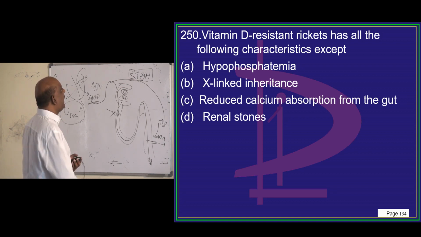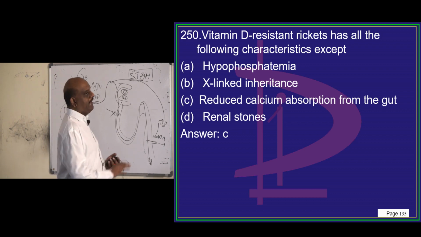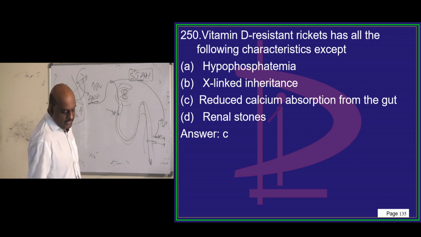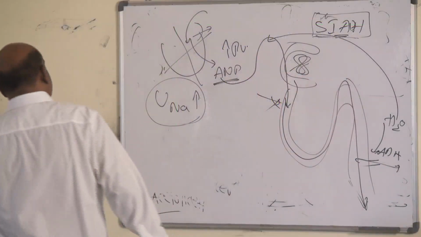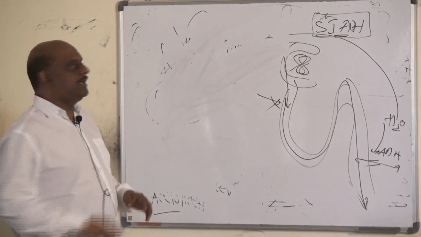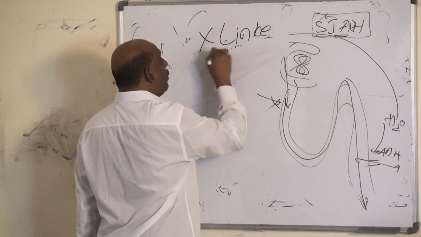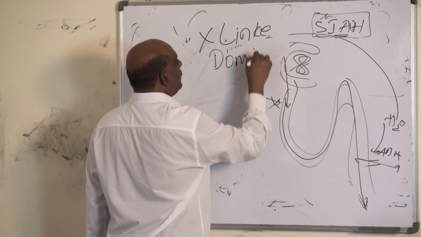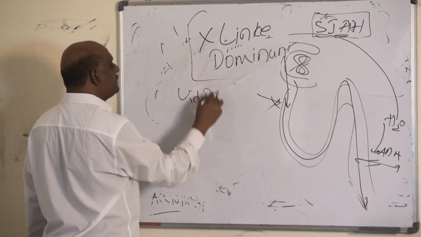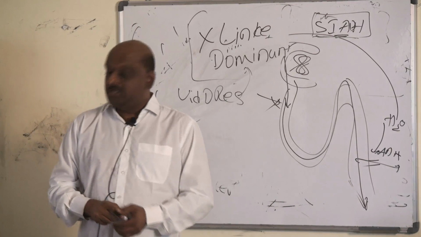Thiamine deficiency typically leads to Wernicke's encephalopathy, wet beriberi with congestive heart failure and peripheral neuropathy. Vitamin D resistant rickets typically leads to development of hypophosphatemia. Very important. What is the type of inheritance, doctor? Don't forget, there are very few conditions. X-linked dominant inheritance. There are very few conditions. Vitamin D resistant rickets is typically X-linked dominant, which is what you have to remember.